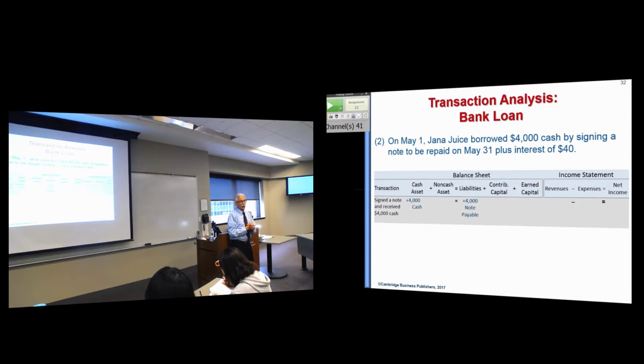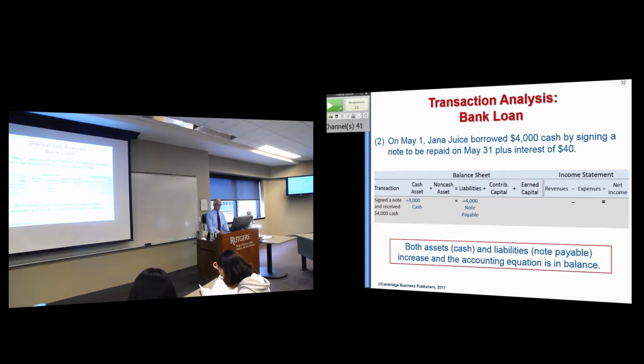Operating, investing, or financing? It's financing. You're financing your operations by issuing common stock of $10,000 and debt of $4,000. And the balance sheet still balances. Now, of course, I'm going to build this up later, but right now you've got cash that's building up, and I have a liability. So both cash and your liabilities increase.